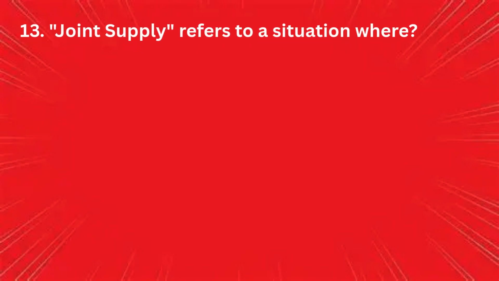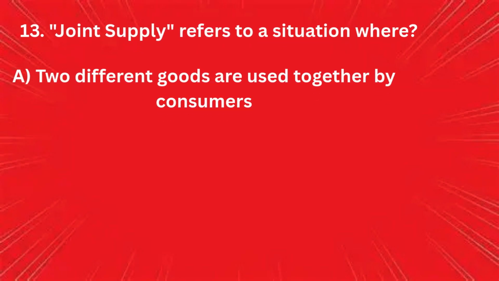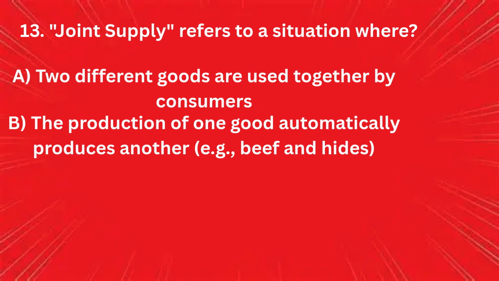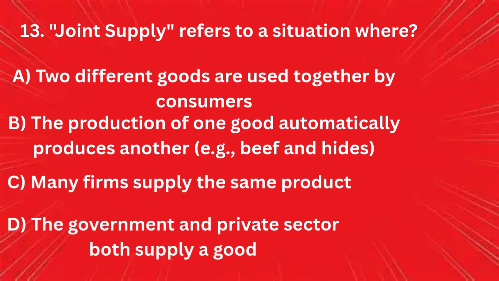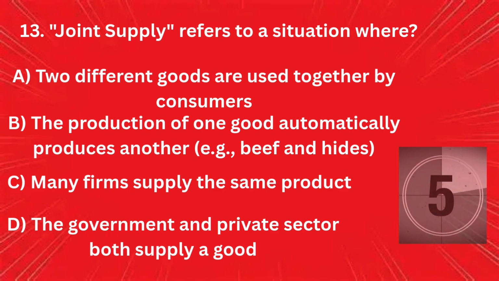13. Joint supply refers to a situation where A. Two different goods are used together by consumers. B. The production of one good automatically produces another, e.g. beef and hides. C. Many firms supply the same product. D. The government and private sector both supply a good.